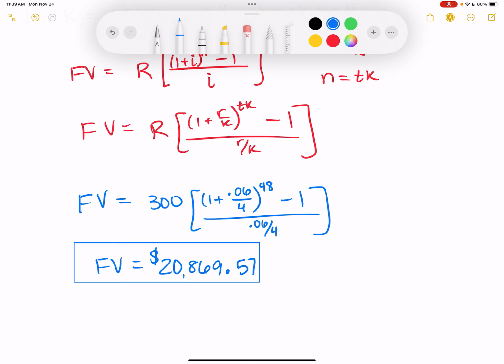So do 300 and then a parentheses and then alpha y equals to get a fraction bar. Then on the top, do a parentheses with 1 plus the fraction bar for what that is. Close the parentheses, raise it to 48. Then minus 1. Then on the bottom, do a fraction within your fraction. And then close the whole parentheses off.